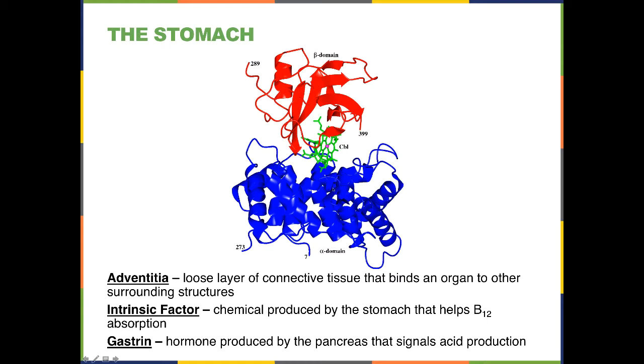Gastrin is a hormone that's produced by the pancreas, and it signals the stomach to produce acid. So gastrin is a local hormone produced by the pancreas, and it acts on the stomach to tell the stomach to produce acid and gastric juice.